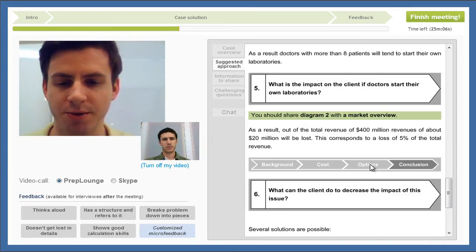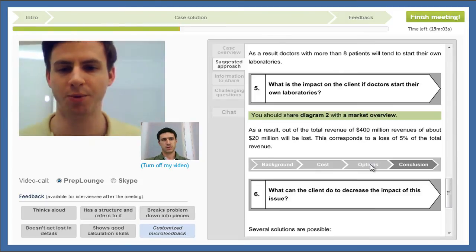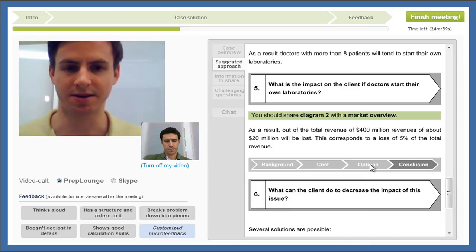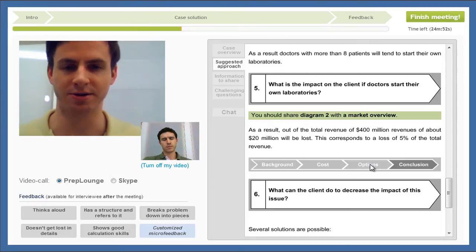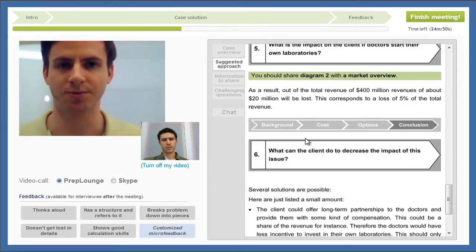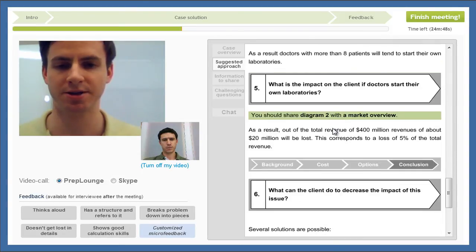With what we have right now, we can calculate how much revenue we will lose because certain doctors will build their own labs. And from the first impression here, I would say this is not a whole lot, because we say just doctors with more than 8 patients will open their own labs. So these are the last 2 categories. That is $20 million of revenue we might lose.